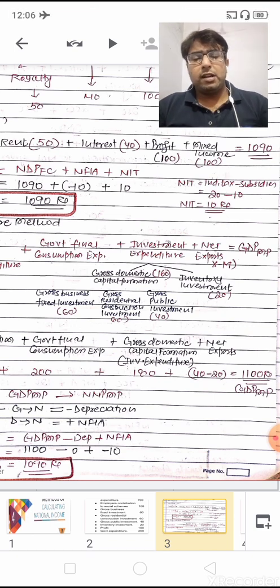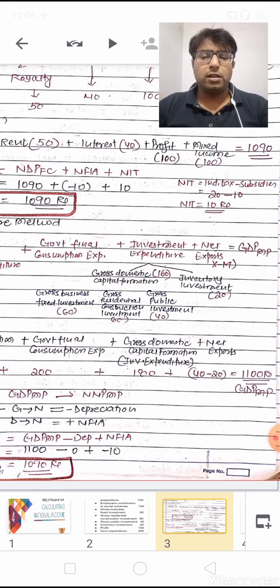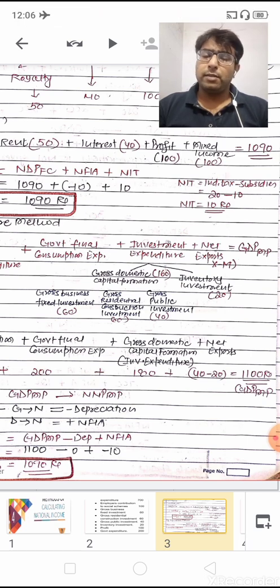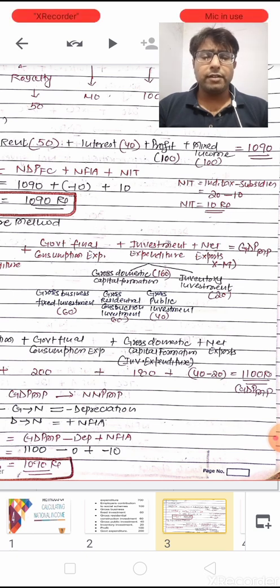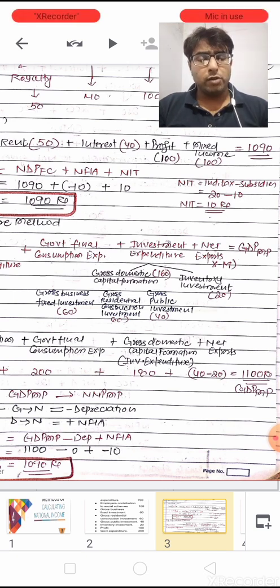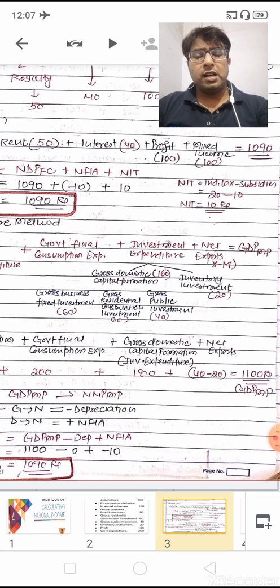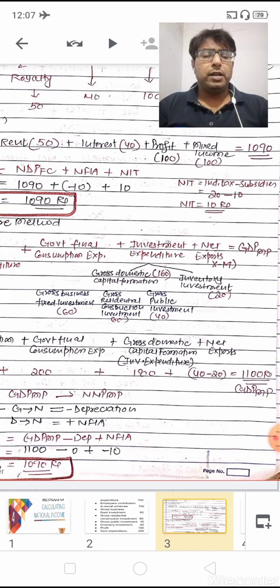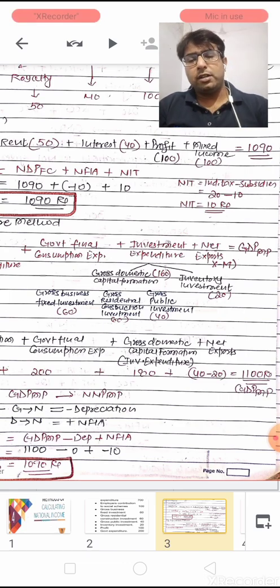So that is why I have written here is 180 at the downside of these values. And the value of net exports can be calculated as exports minus imports. The value of exports is 40 and imports is 20. So when we put these into the formula and add all these values, we will get the value of GDP MP, that is 1100.